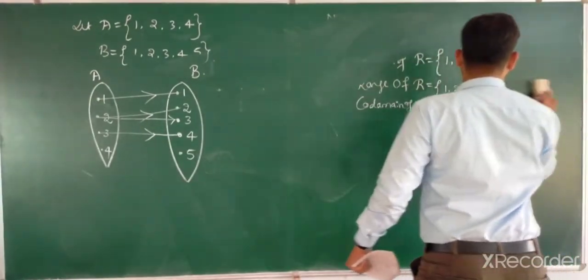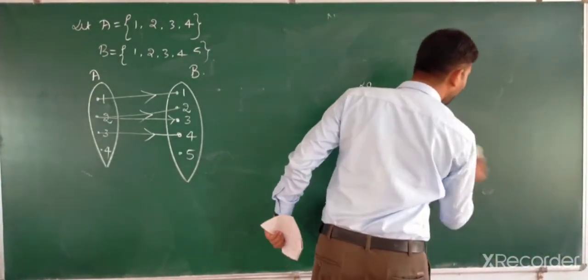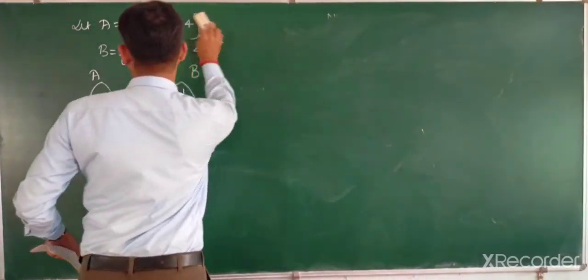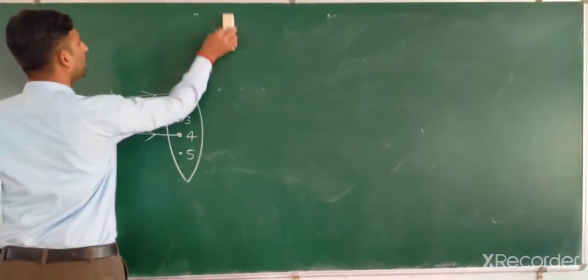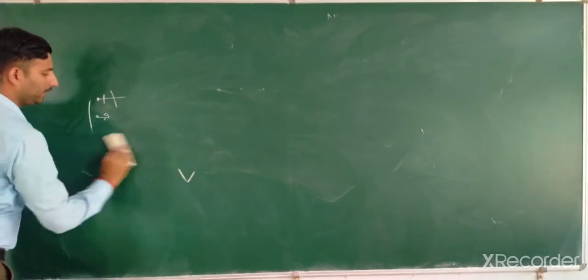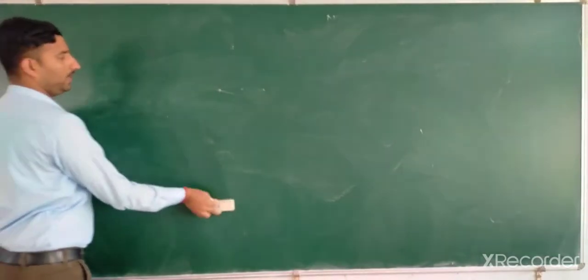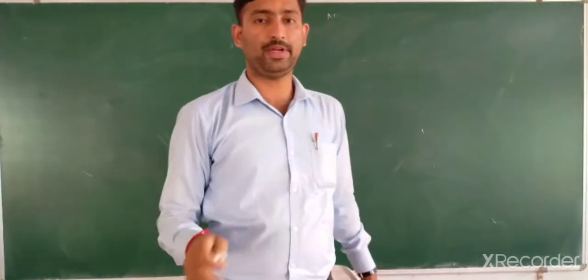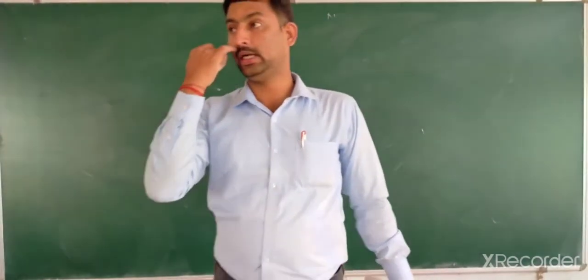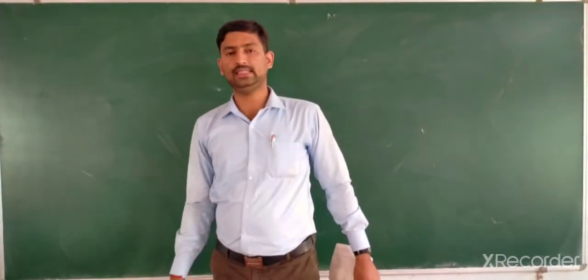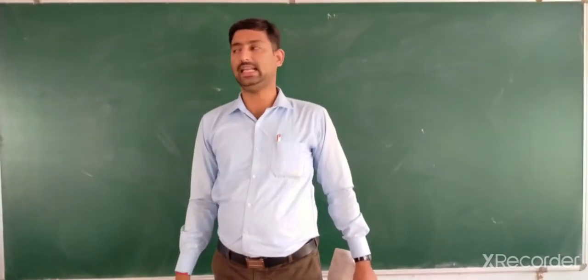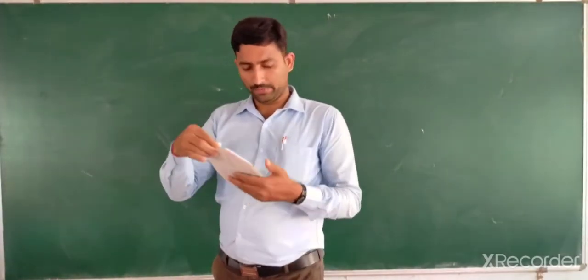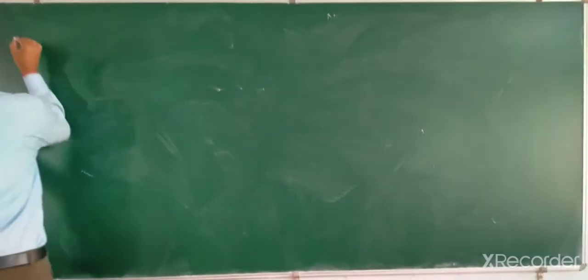Next I will give one note. How many relations can be obtained in the case of elements? The number of relations that can be obtained from two sets is nothing but the number of subsets. There are 2 to the power n relations. Next we will see some examples.